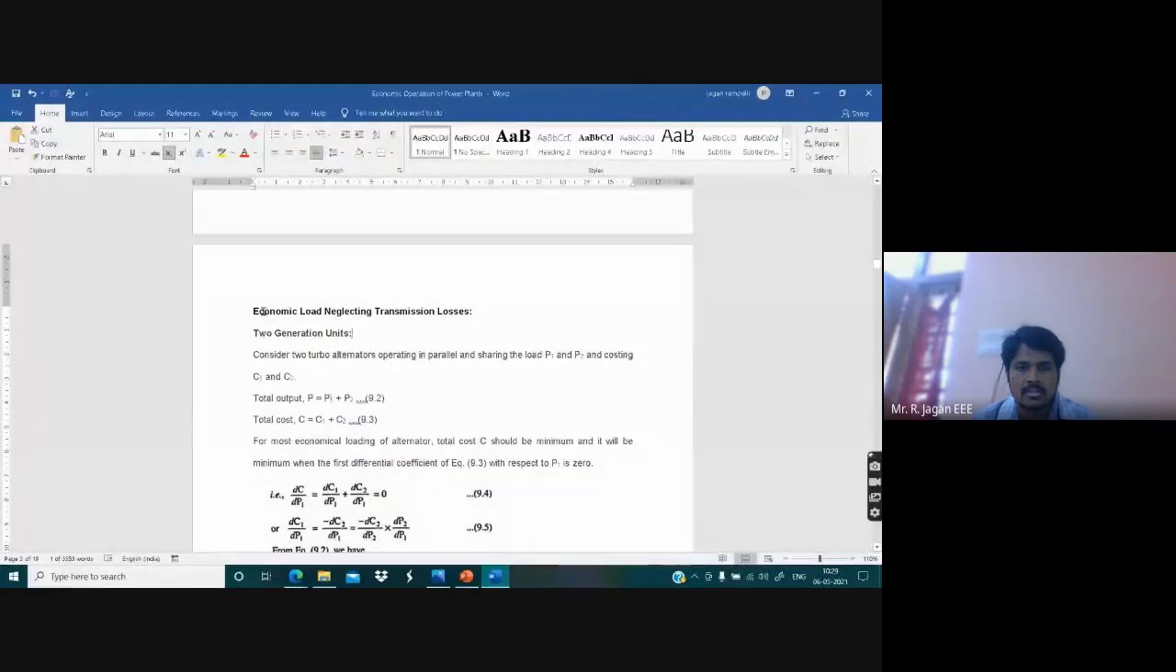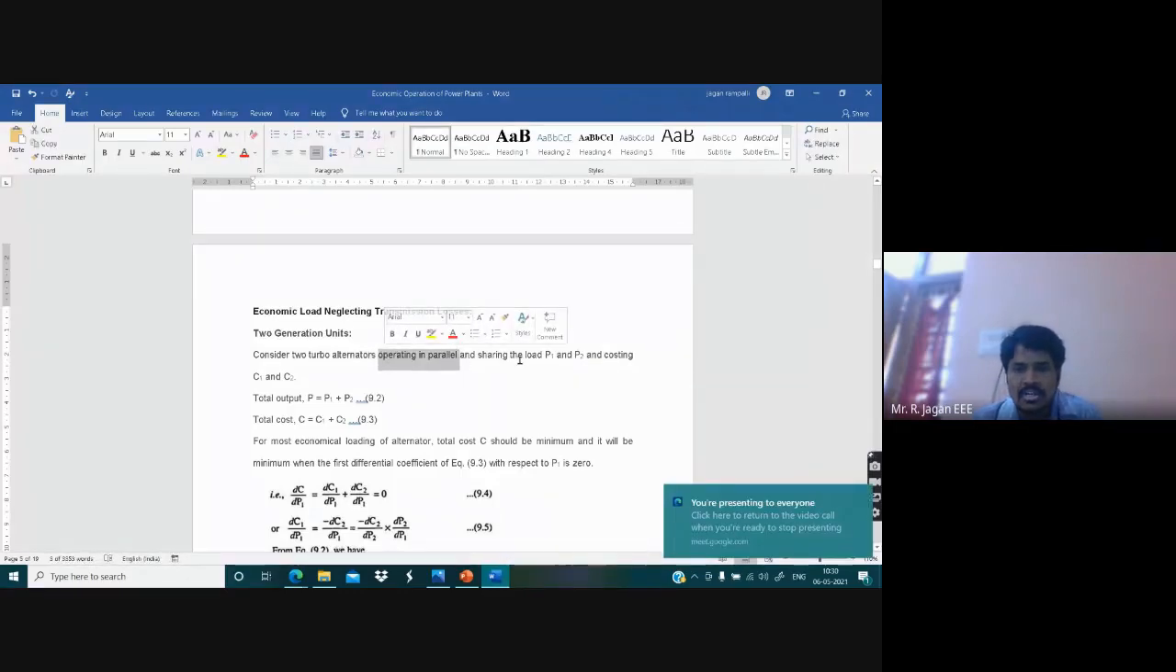Okay. The topic is economic load scheduling between two generating units in a power plant. Economic load sharing or load scheduling between two generators in a single power plant, while neglecting the transmission losses. Let us assume that in a power plant we have two generators or two alternators connected in parallel.